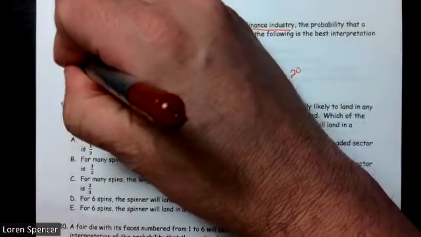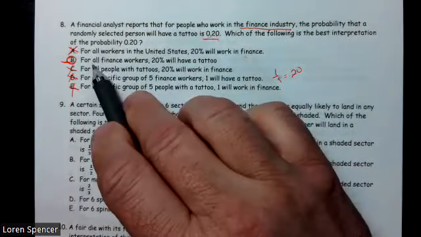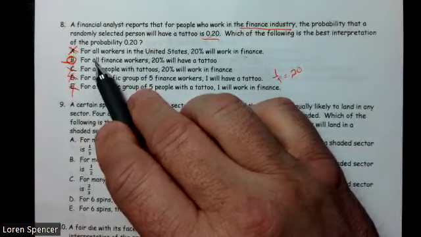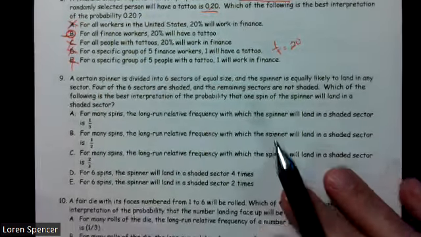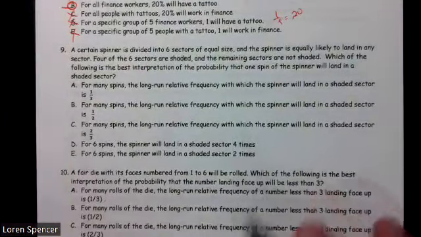So our best choice here is B because it's in the long run and we're saying for the entire population, and it will be true for the entire population, just not for a specific sample.